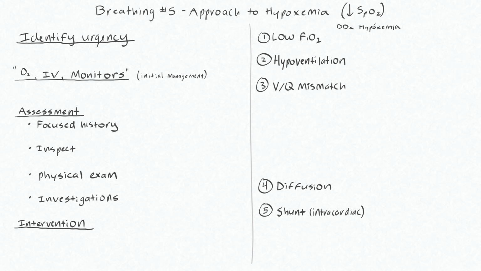Anyways, when you look up the differential for hypoxemia, you almost always see these 5 things, which are low FiO2, hypoventilation, VQ mismatch, diffusion impairment, and shunting, or an intracardiac shunt specifically. Low FiO2 is almost never the issue because room air always has at least 21% oxygen in it, which should be good enough. But it is technically possible to deliver low FiO2 with the anesthesia machine.